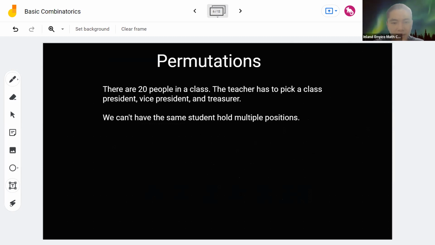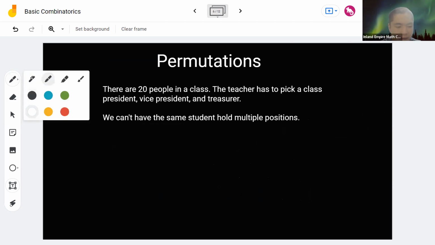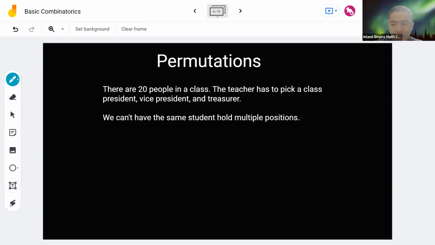All right, so we're going to move on to permutations. Permutations is basically factorials. However, it can be used to count something that's more general, because with factorials, you can only count the number of ways to order things, whereas with permutations, you can solve problems like the one on the screen. There are 20 people in a class. The teacher has to pick a class president, a vice president, and a treasurer. None of the students can hold multiple positions. So how many ways are there to choose the officers?